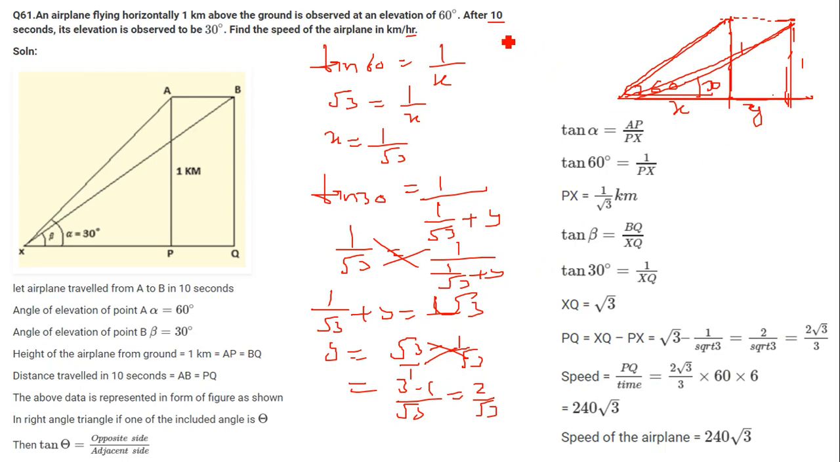Now what is the speed? It is distance by time. Distance is 2 by root 3. Time is what? Time is 10 seconds, but we have to find it in hour. So 10 seconds, in order to convert this into hour, I have to divide it by 60 minutes and then 60 seconds. In 1 hour, there are 60 minutes, and in 1 minute, there are 60 seconds. So in order to convert an hour into second, I have to divide it by 60 by 60.